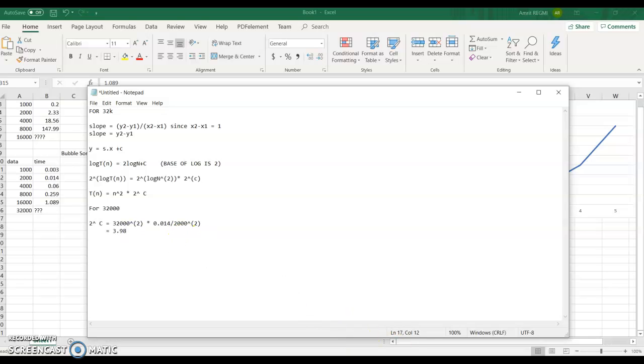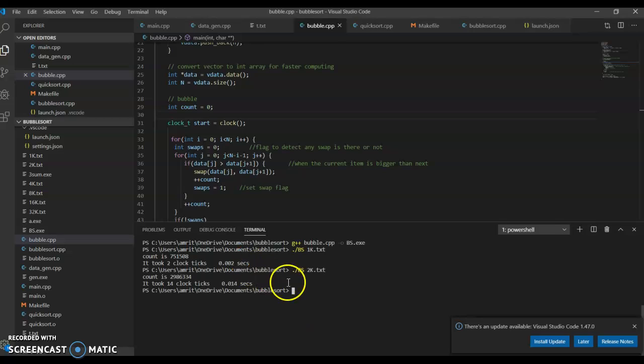On the program, let me run it for 32k.txt. We will get 4.31 seconds, which is similar, I mean close, to the 3.98 seconds.